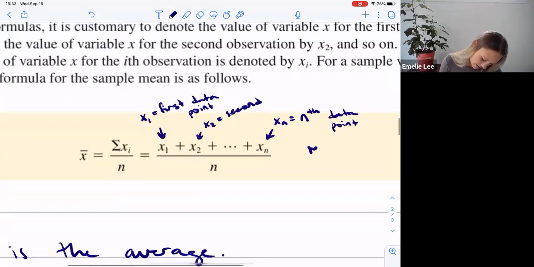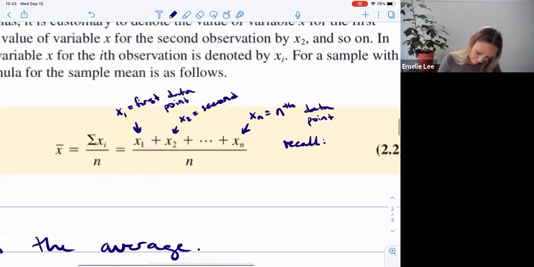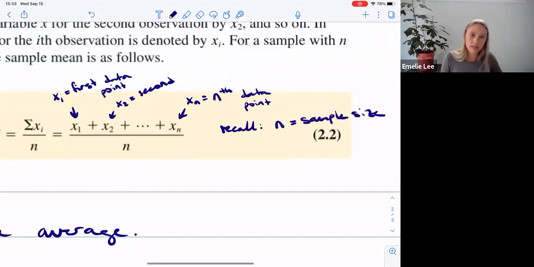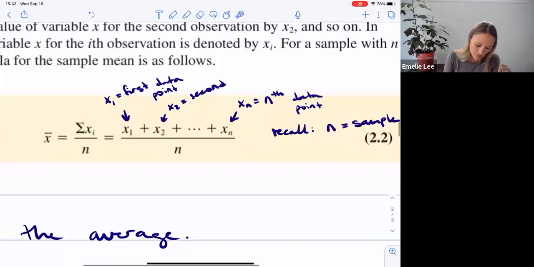And recall, n is the sample size, right? And so whatever your sample size is, you have to add them all up, right? And so when we see the sum here, you can kind of ignore the i, it just says add up all the X's, right? And then divide by n, which again is your sample size. Okay.